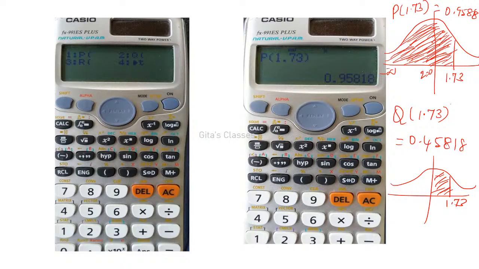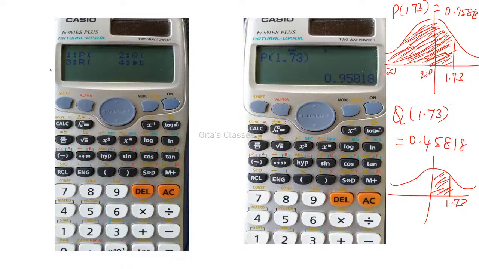Anyone post the value of R of 1.73? Yes, Shrutika, any doubts? 0.45, yes ma. Very good, excellent. Dinesh, 0.45818 is right for Q of 1.73, okay? Very good. Now, R of 1.73 means what?